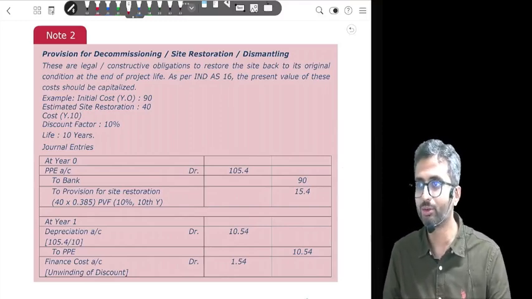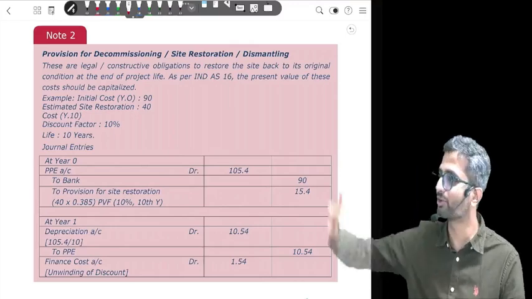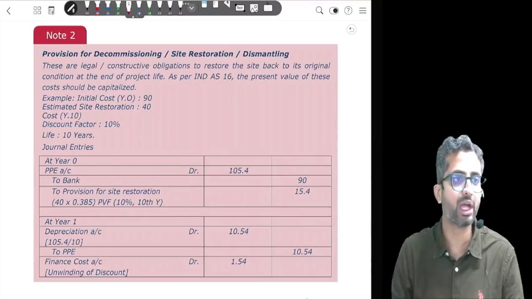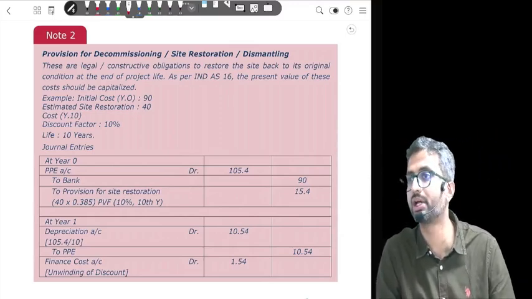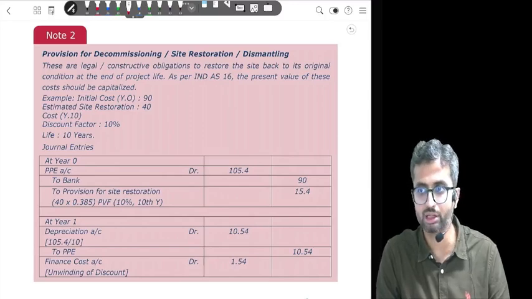We should create now. We have come well prepared. Why should you create a provision now? You are going to spend money after 10 years, right? What is the logic of doing anything right now? What is the underlying logic behind creating it now? Because it is certain.